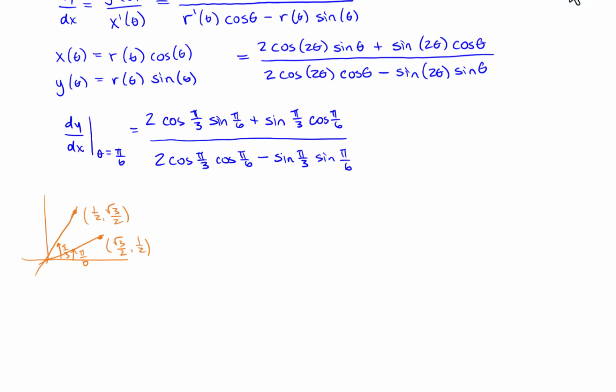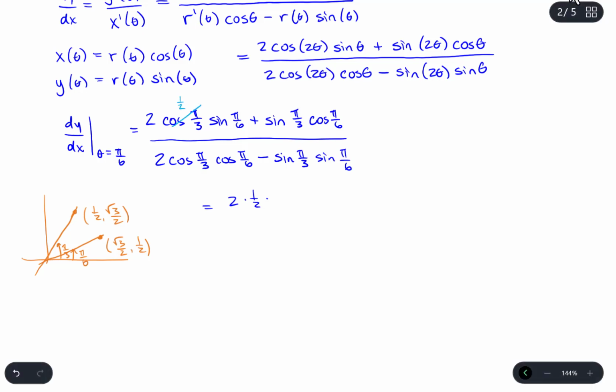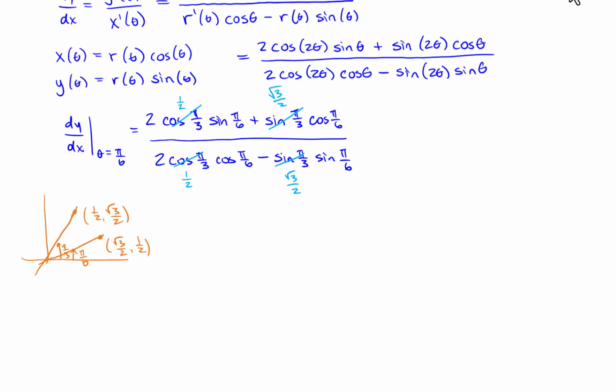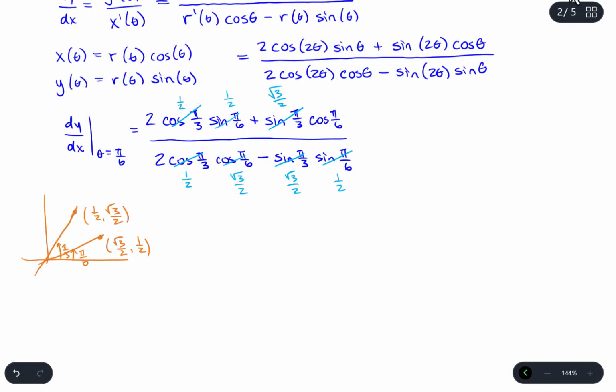Okay, so substituting, this would be 2, so cosine pi over 3, that's going to be the 1/2. Sine pi over 6, I'll tell you what, I'm going to mark them off like this. So cosine pi over 3 is 1/2. So that's going to change to 1/2, and that's going to change to 1/2. Sine pi over 3 is root 3 over 2. All right, then sine pi over 6 would be 1/2. So that's also 1/2 down there. And cosine pi over 6 is going to be root 3 over 2, and this would be root 3 over 2.